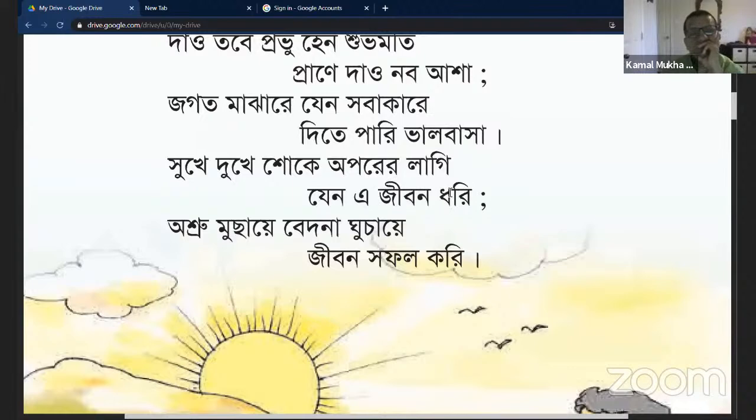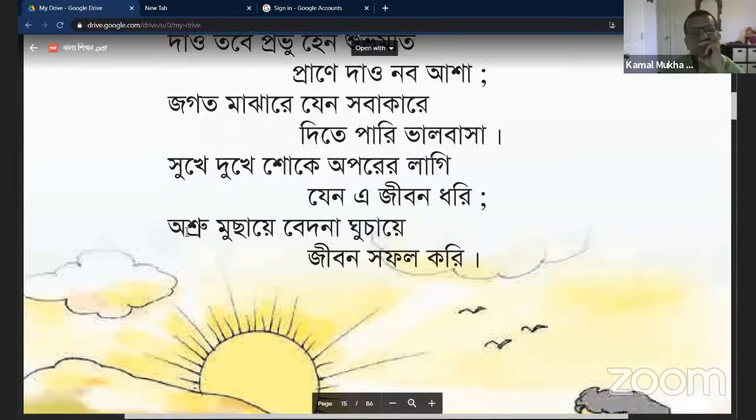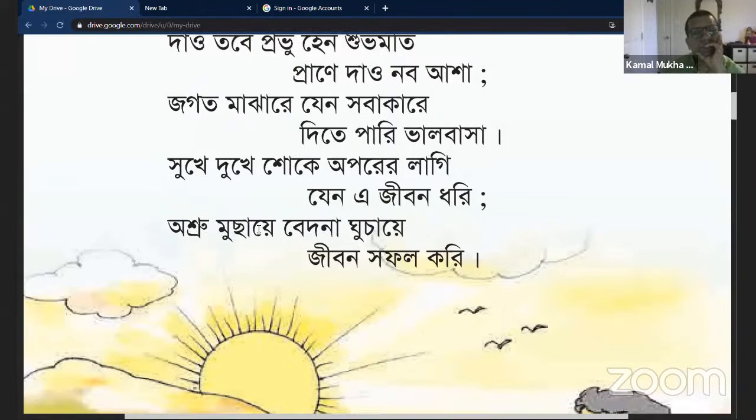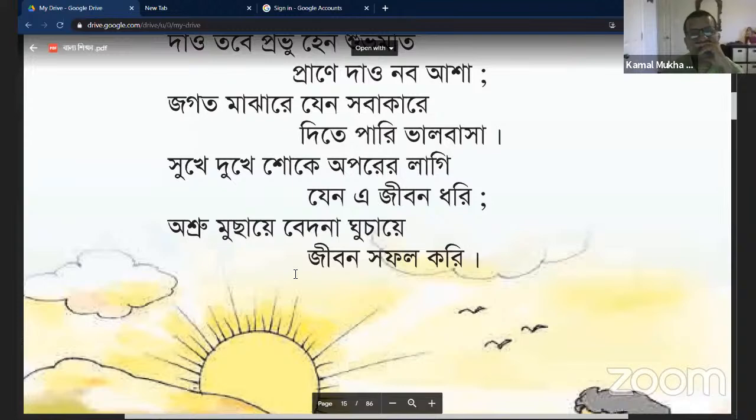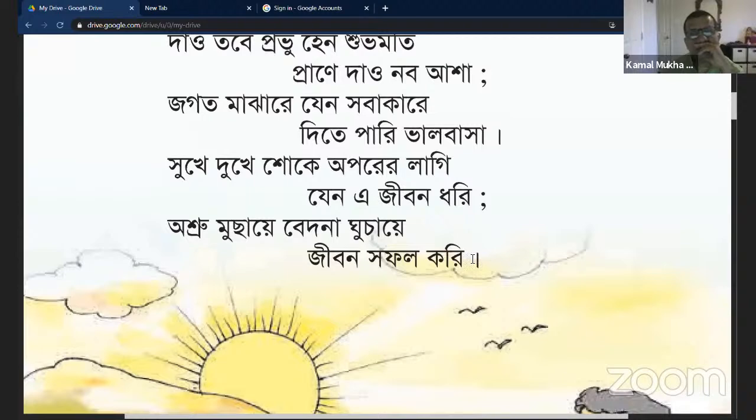Oshru musaye, vedana ghusai. Oshru is tears from our eyes. Musai, wipe out the tears. So for people, I will wipe out their tears. And vedana ghusai, I will relieve their distress, their pain. I will relieve them from their pain. Jivan shafal kori. In this way, I will make my life successful. So shafal kori is a kriyapad.